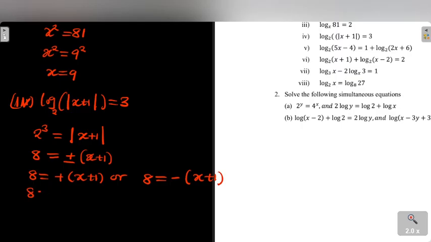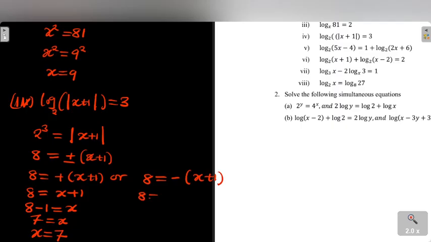So now we have 8, which is equal to positive times x, we have an x. Then positive times 1, we have a positive 1. Then we have 8. Then that 1 will cross an equal sign, so it will be negative 1. This will be x. So 8 minus 1, we have a 7, which is equal to x. So therefore, one value of x will be equal to what? 7. Then on this other side, we do the same.